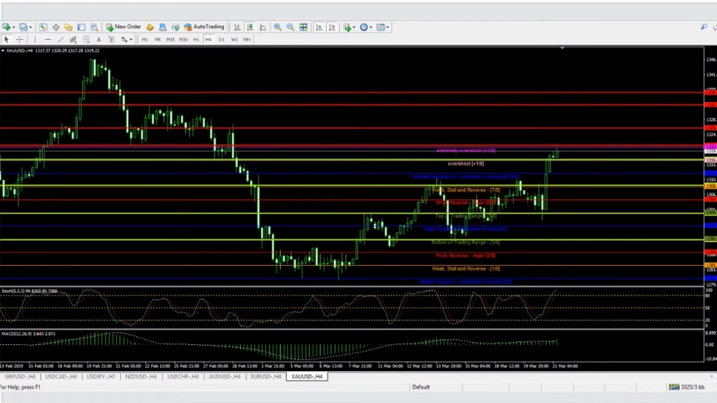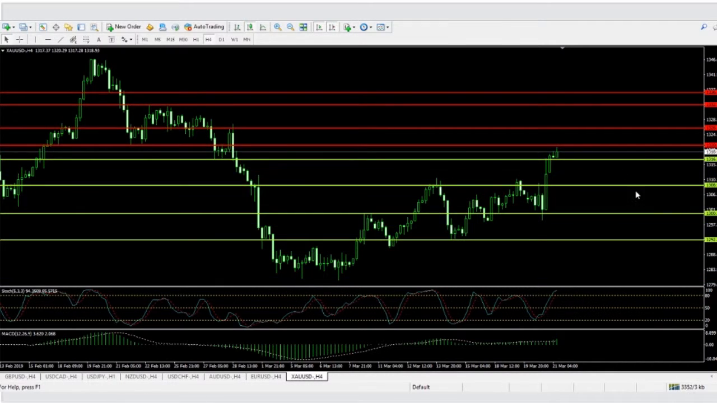And as we can see, we have resistance, and the first resistance we have it at, let me remove this real fast, to make it much clearer.